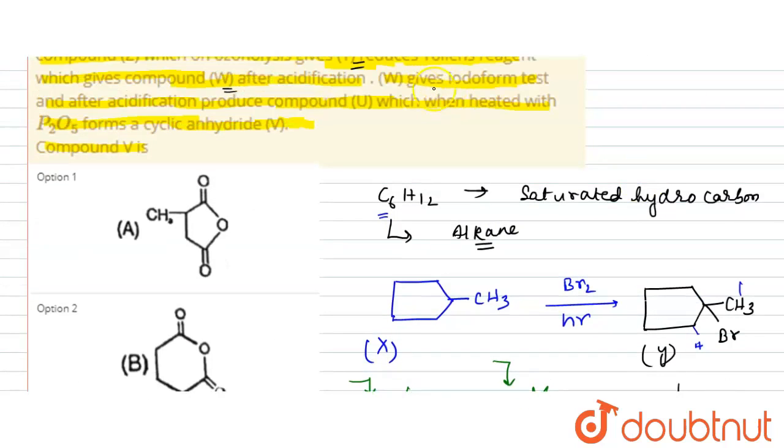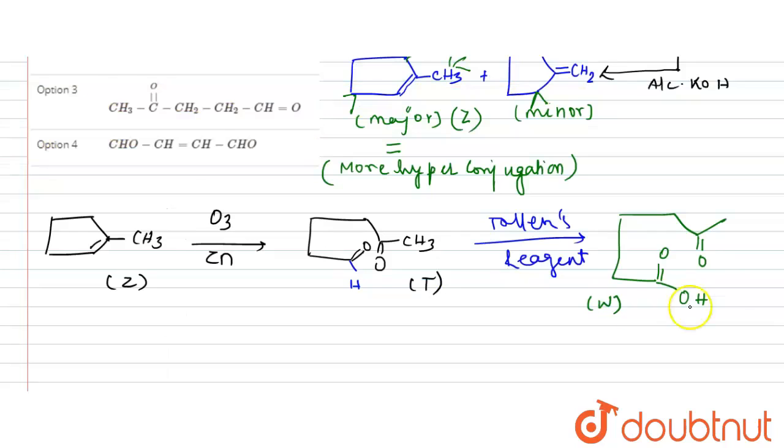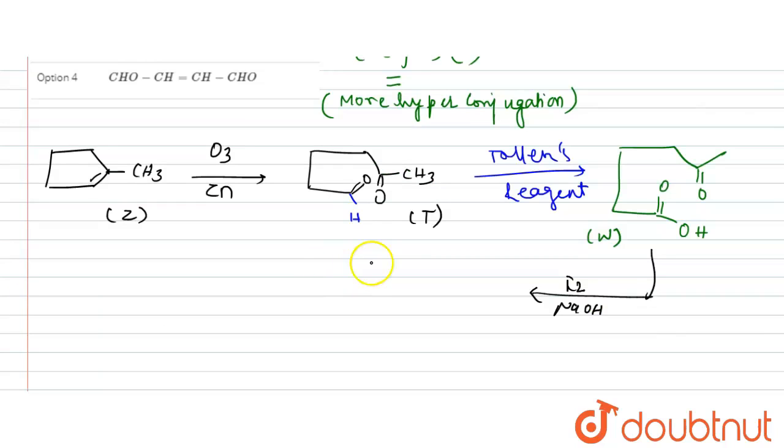Now, when this compound W is given the iodoform test, it gets converted into compound U, which when heated with P2O5 gives V. So first of all, this W is treated with what? It is treated with I2/NaOH. The iodoform test is done; I2/NaOH is the reagent. What happens in the iodoform reaction? It must have a keto methyl group. So yes, you can see there is a methyl group adjacent to the keto position, so it is going to give you the iodoform test.